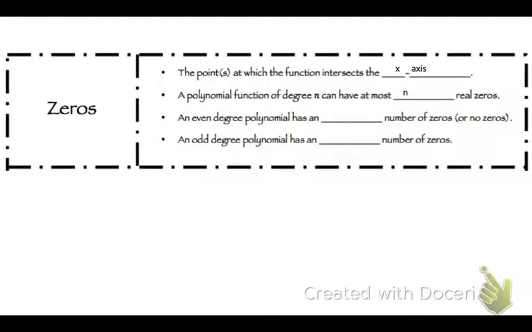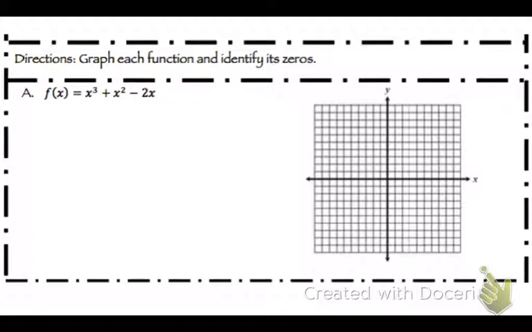An even degree polynomial has an even number of zeros or no zeros, and an odd degree polynomial has an odd number of zeros, at least one. Okay? Let's get into finding these in your calculator.